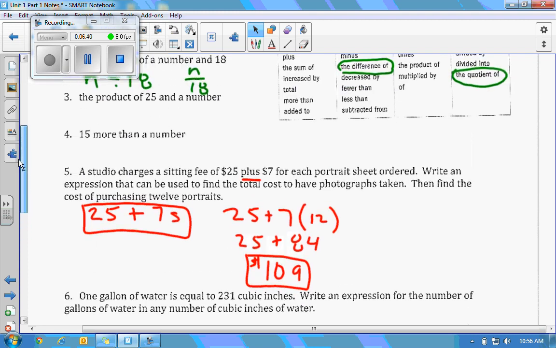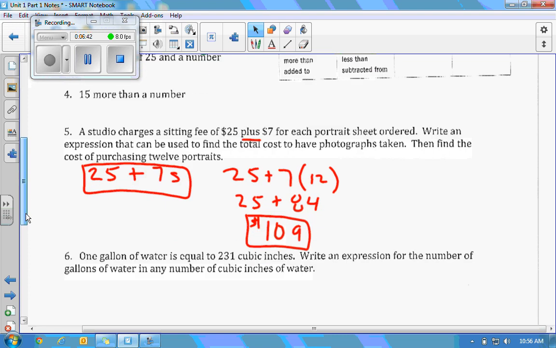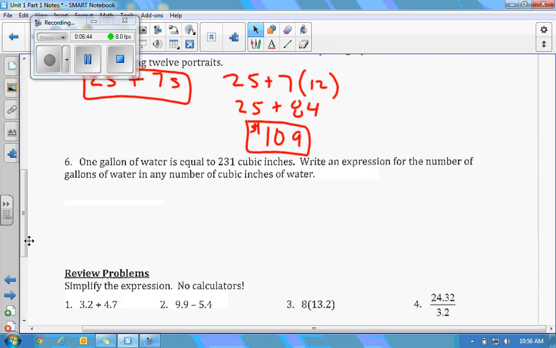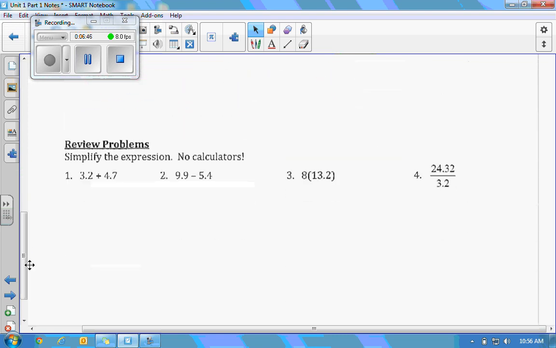Okay, so on this page, you need to do 3, 4, and 6. And then at the bottom are review problems. Anytime there's review problems, you're always doing those on your own. Remember, you need to at least try them if you want to get credit for this note page.